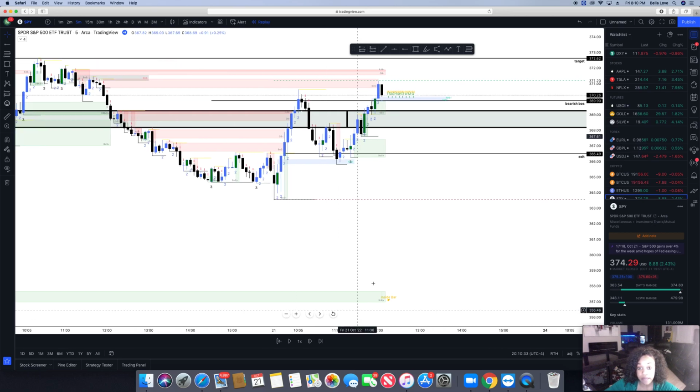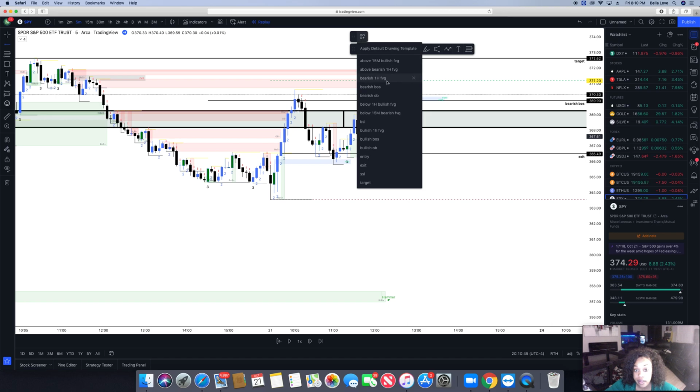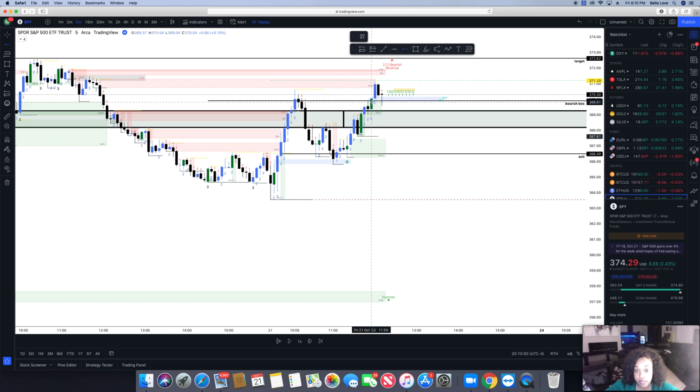You guys can see here, even on a 5-minute chart, as long as it was trading above this bullish order block, you guys probably can't see it that clear, but somewhere around 369.88, as long as it was trading above there, I was pretty much confident that SPY would go to finish taking out buy side liquidity.